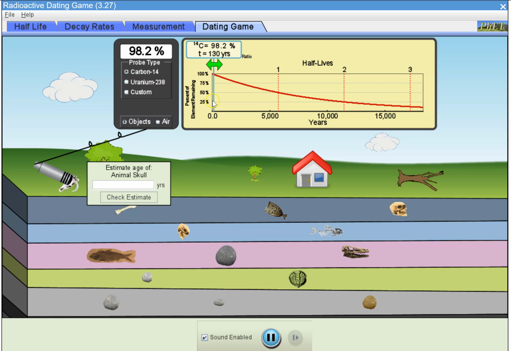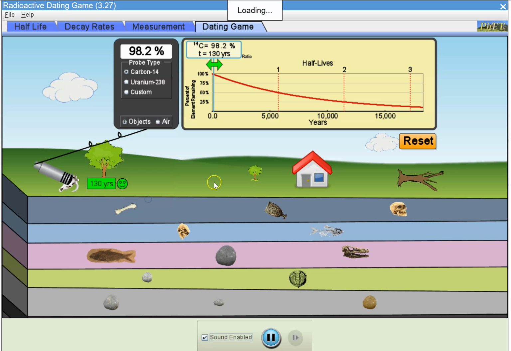Again, that's an approximation of this blue line on my x-axis, which is time. And I found it by lining up my number, the number of carbon 14 I got, on the y-axis. So then I'm going to take a guess. My guess is that this skull is 130 years old. Check my estimate, and I did a great job. Hooray! All right, let's pick something else.